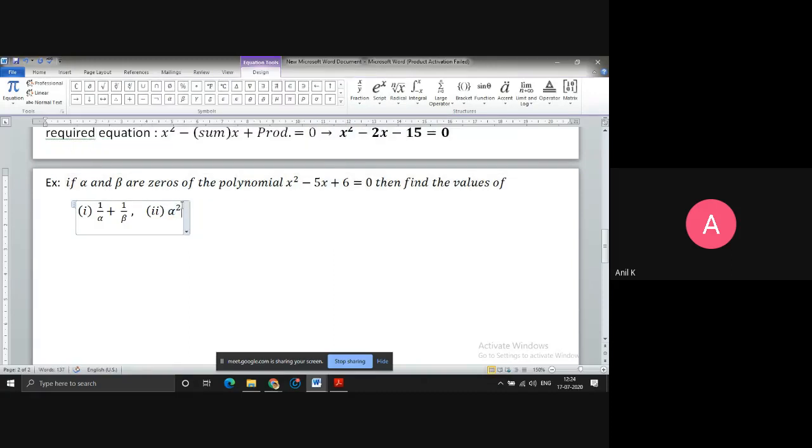Alpha square plus beta square, alpha square plus beta square. This value you have to find. Third question you can find out.